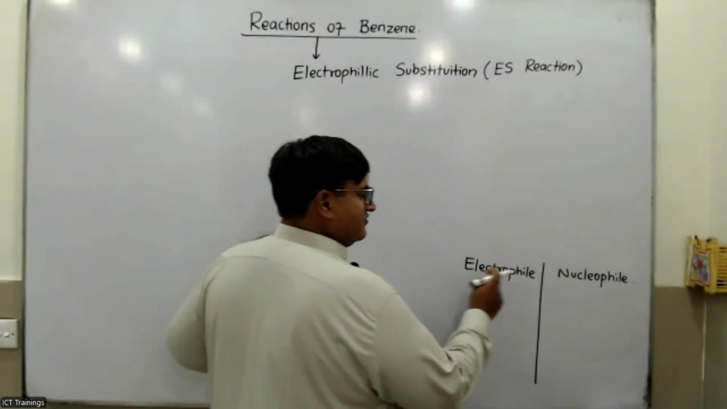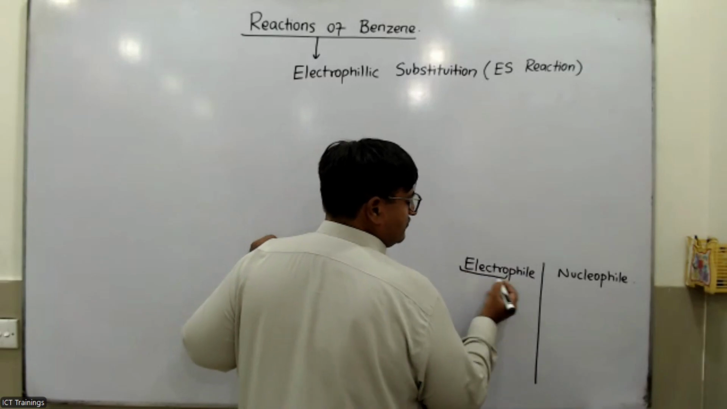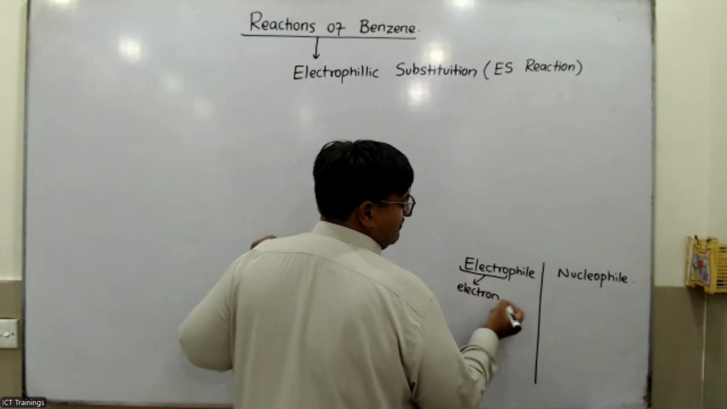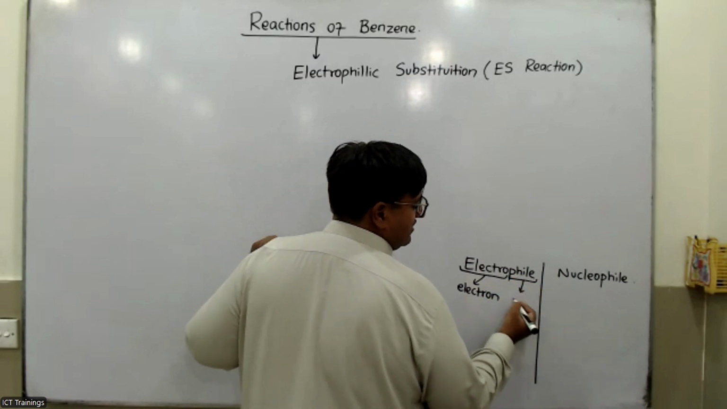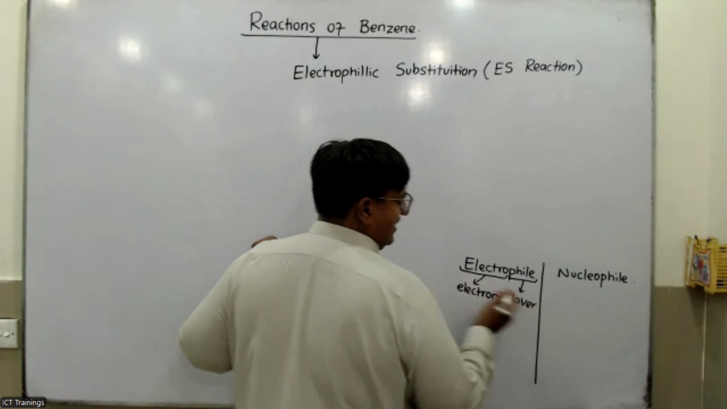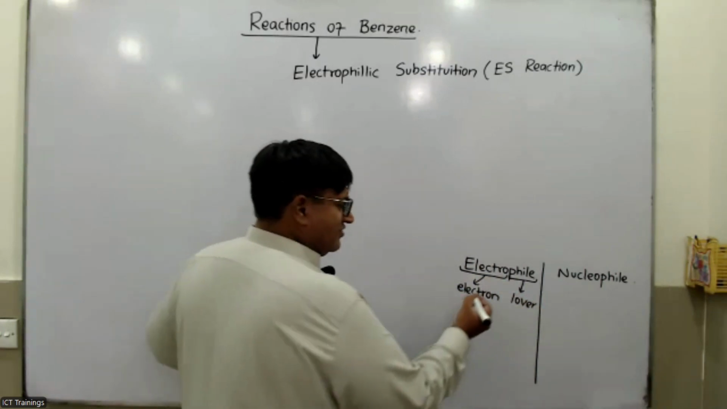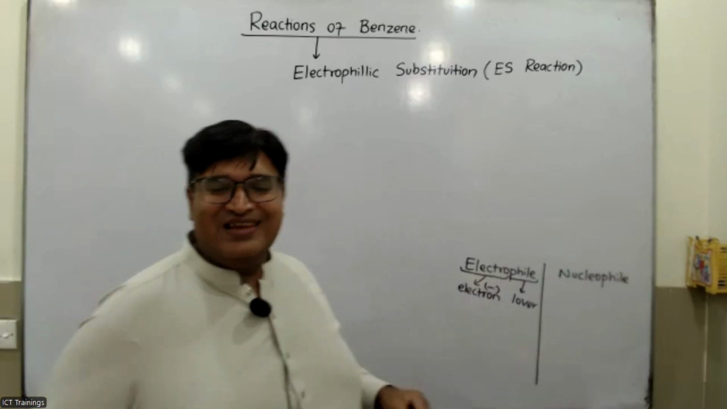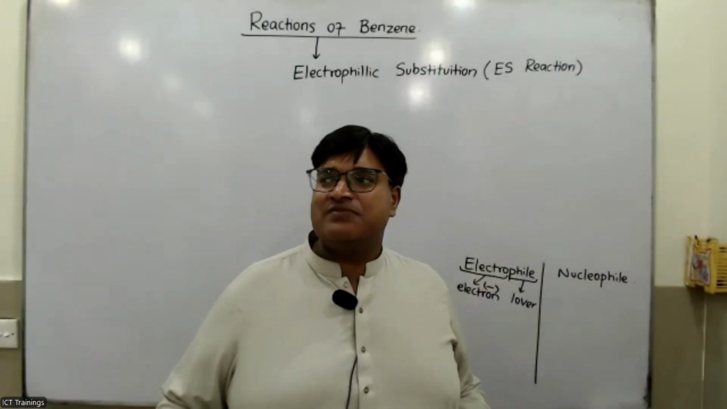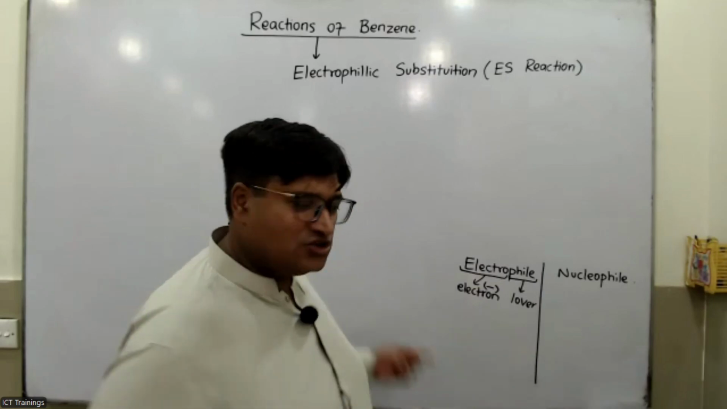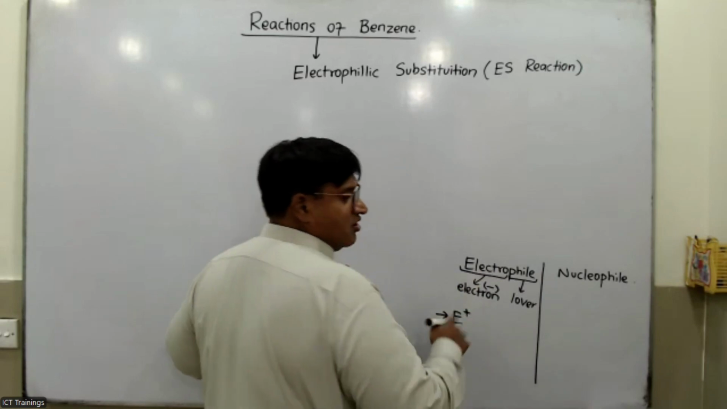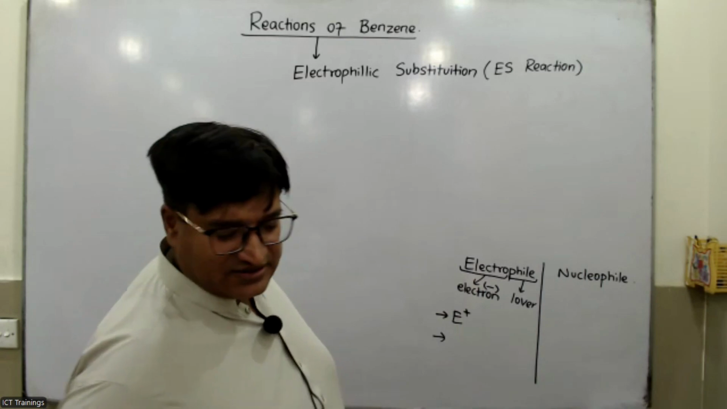The word electrophile, the word electro comes from electron. Okay, and the word file means lover. Electron lover means electron got the negative charge on them. So if anything loves electron, what does it mean? It is having the positive charge on it. So the first thing, my dear students, the electrophiles, they are positively charged. They got +1 or +2 charge like that.